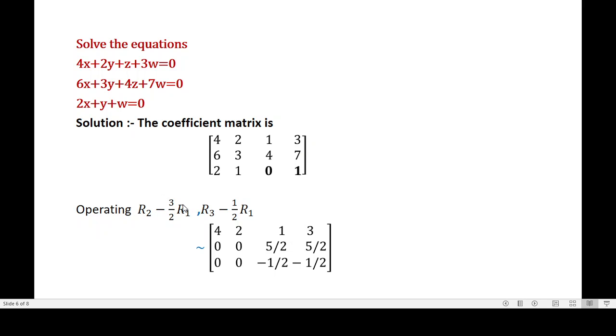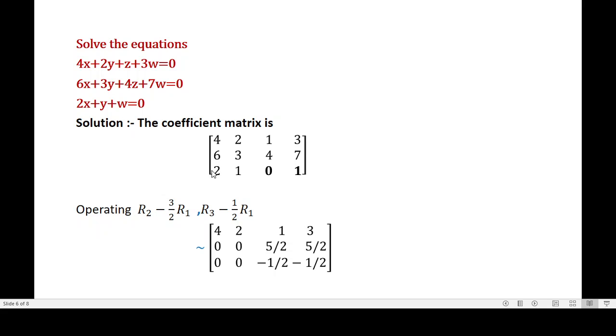It is multiplied by 3 by 2. So 3 into 3 by 2 is 9 divided by 2. 7 minus 9 divided by 2 is 14 minus 9. That is equal to 5. So 5 divided by 2. Now let us consider the third row elements.